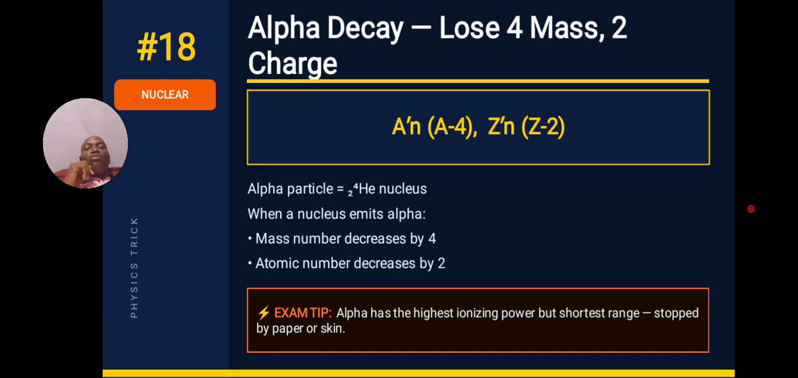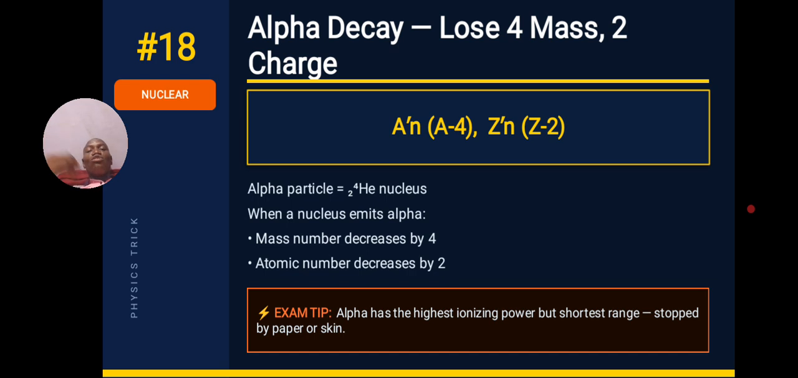If, for example, I give you an atom with atomic number 92, mass number 104, if alpha radiation is emitted, what will the atom become? The atom will become atomic number 90 now because it will lose 2 atomic number, and mass number 100 because it was 104 before but it has lost 4. That is the alpha radiation. I hope you get this because you may also be asked like that.